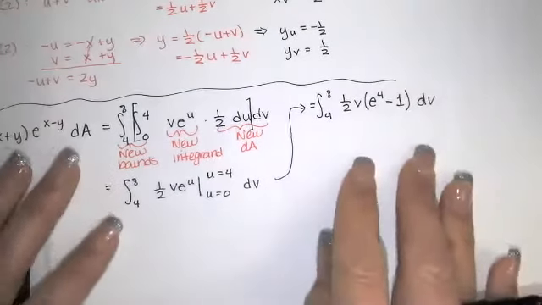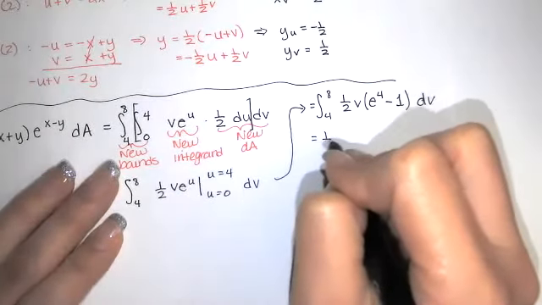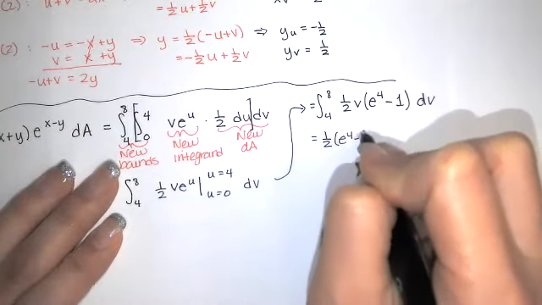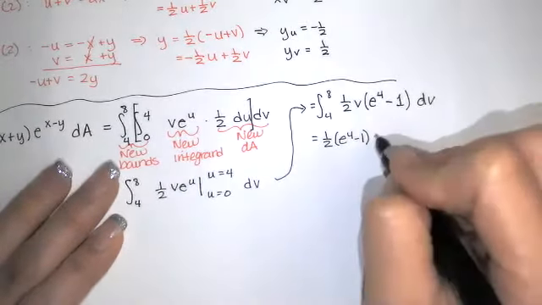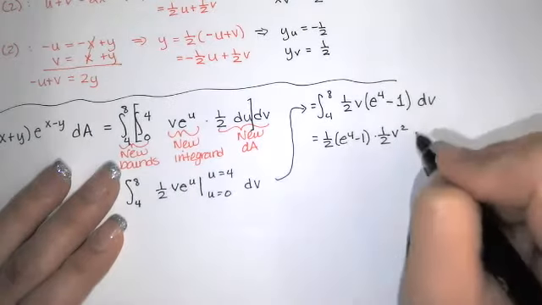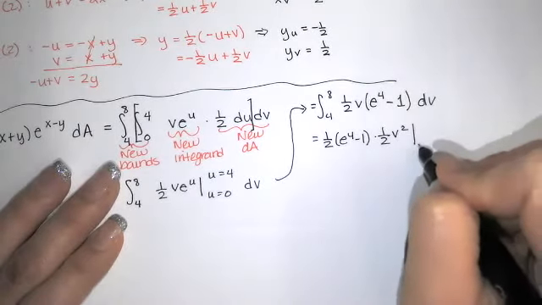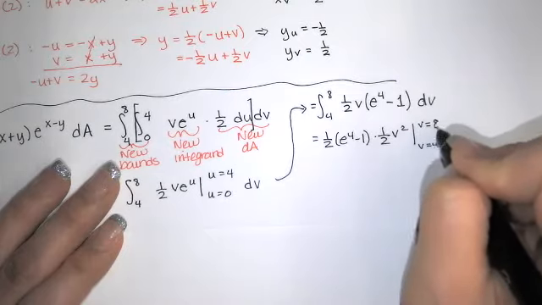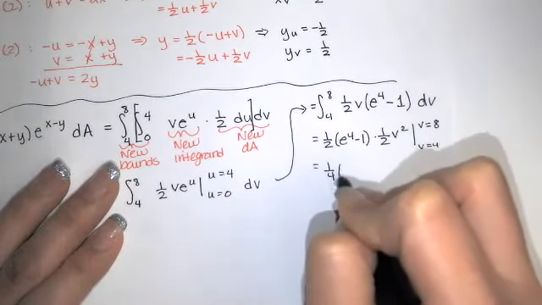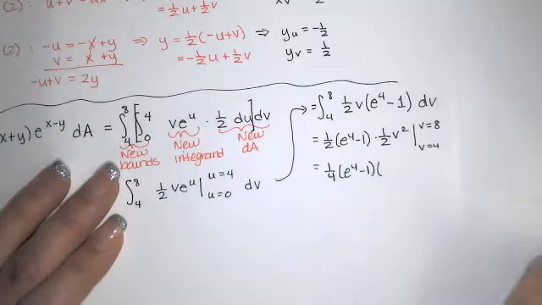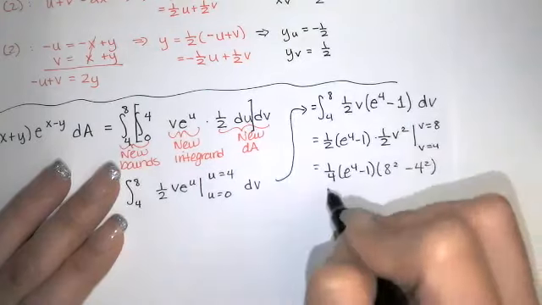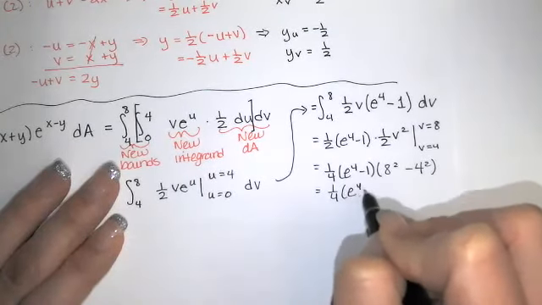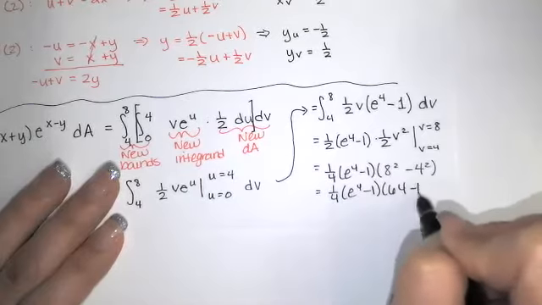Integrate that with respect to v. So 1/2 is a constant, e to the 4th minus 1 is a constant. The antiderivative of v with respect to v is 1/2 v squared. Add 1 to the exponent, divide by the new exponent, and then you evaluate from v equals 4 to v equals 8. So we'll have 1/4 e to the 4th minus 1 times the quantity 8 squared minus 4 squared. So you have 1/4 times e to the 4th minus 1 times 64 minus 16.